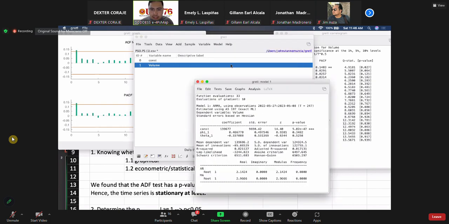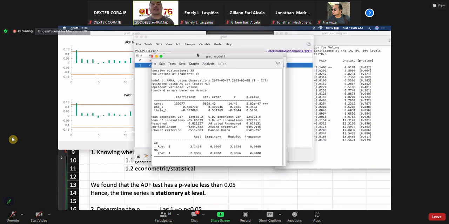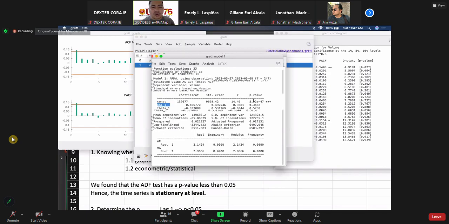Now, here is the result of your ARIMA model. So your ARIMA model reveals that your time series is not autoregressive and it's not moving average. Saan mo yan makikita? If your phi value is not significant, then that means your time series is not autoregressive or does not exhibit autoregressive properties. If in case your theta here is not significant, then that means that your time series data is also not following a moving average term.